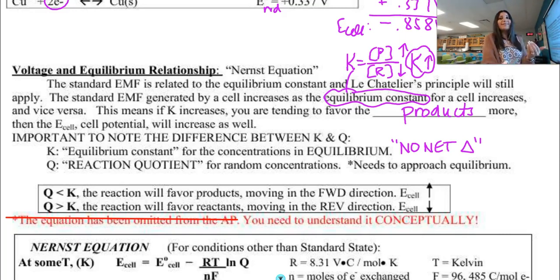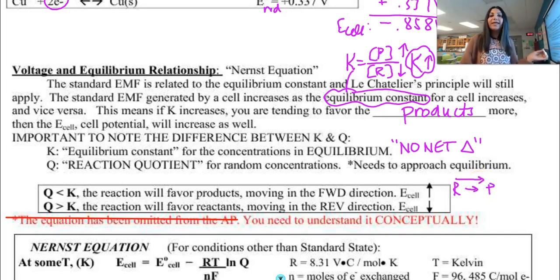So sometimes you passed it and you have too many products and you want to come back. And so it could go either way. Okay, so if Q is less than K, the reaction is going to favor the products. We're going to move in the forward direction. That means that your E cell should increase. We're going to be making more products, okay? So if we have reactants and products, our reaction should be going in this direction toward our products.